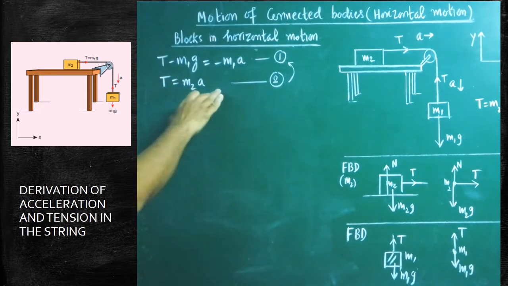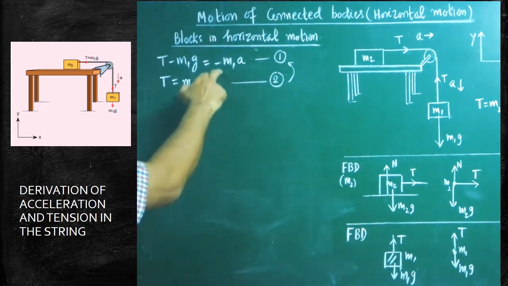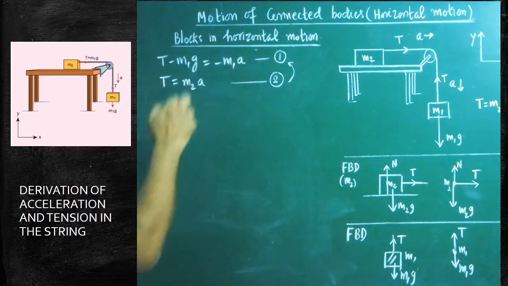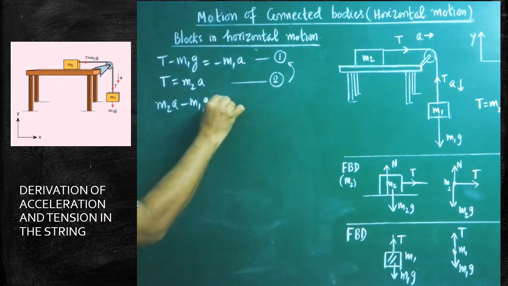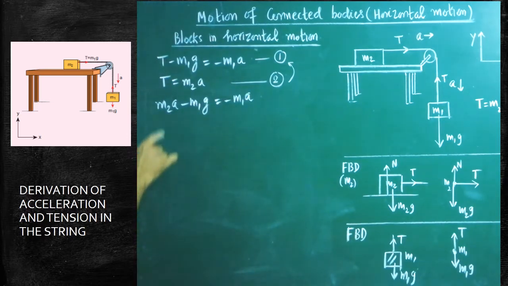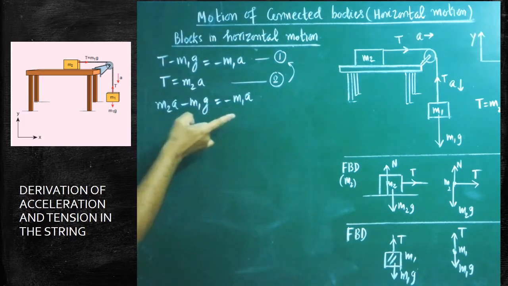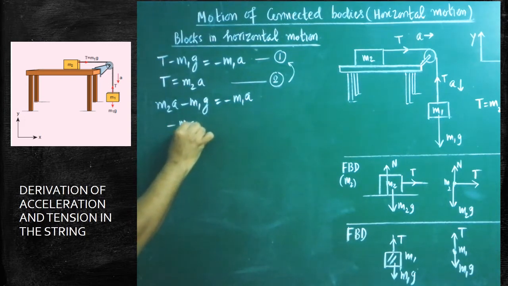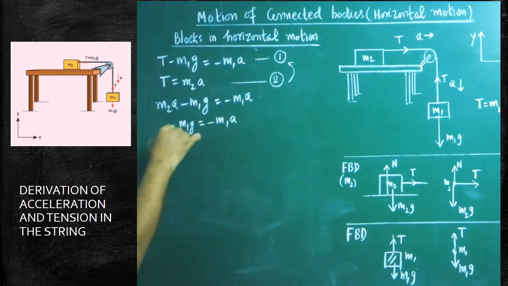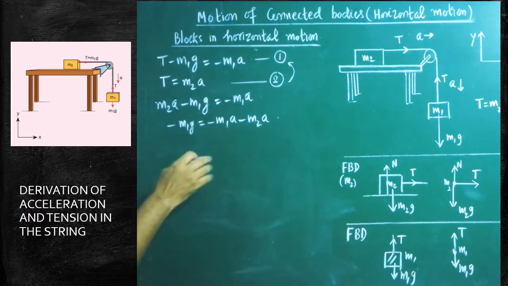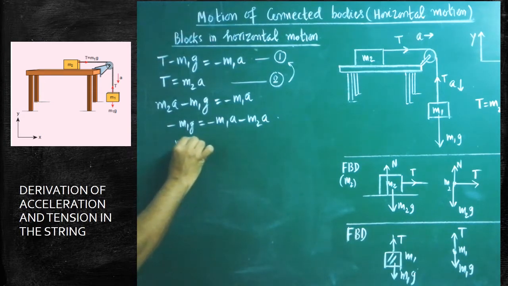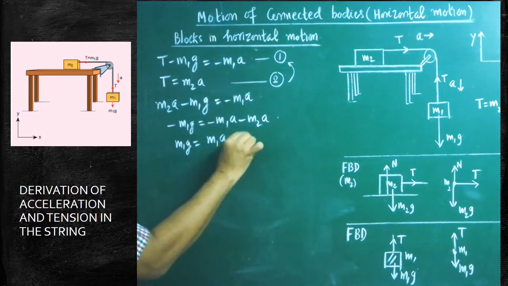Already we have derived these two equations from the previous derivations. Now, the second equation is to be substituted in the first equation. Replace this T with the help of this equation. Now, this M2 A must be substituted here. Therefore, M2 A minus M1 g is equal to minus M1 A. Now, what is required? Acceleration is required. To get the acceleration, the A factors must be written on one side. Minus M1 g is equal to minus M1 A minus M2 A. Change the sign completely. Are you clear? M1 g is equal to M1 A plus M2 A.